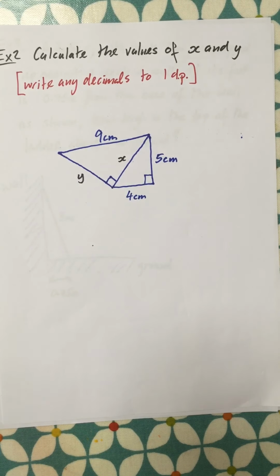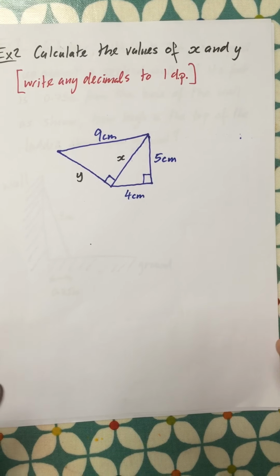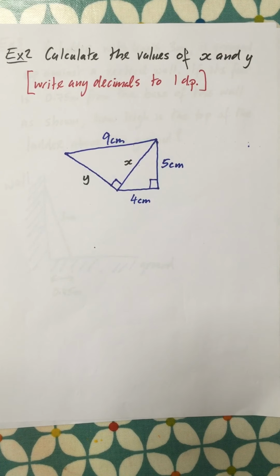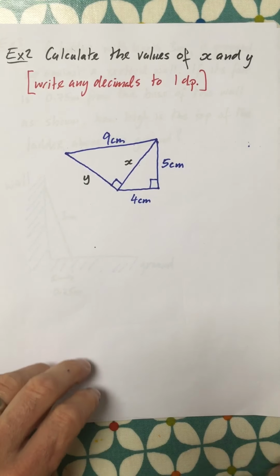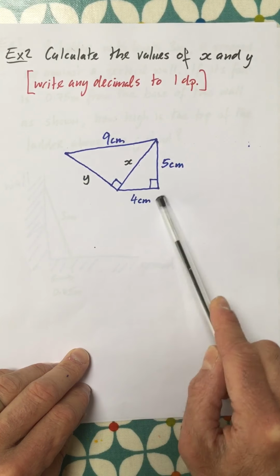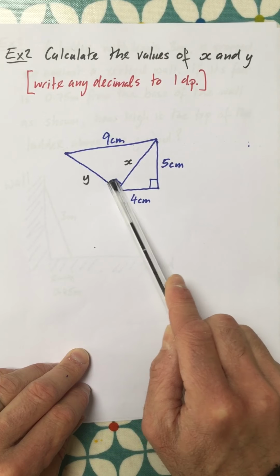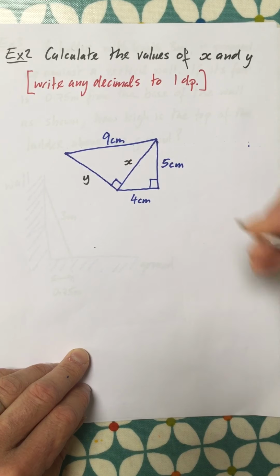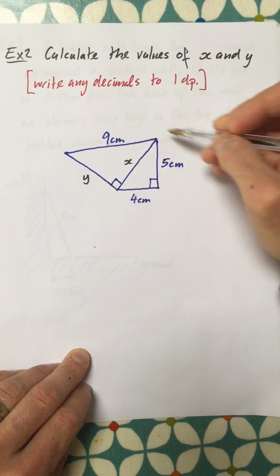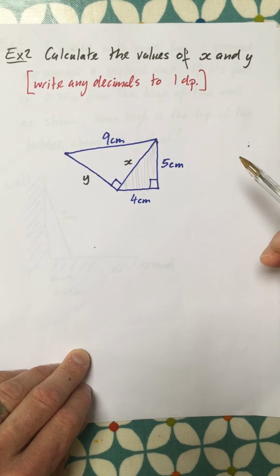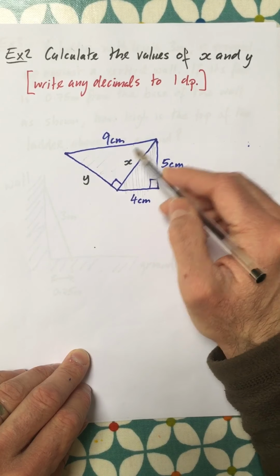Here is a second example. In this second example, example 2, we're asked to calculate the values of x and y, and they want any decimals to 1 dp, one decimal place. Now here's a shape. We've got a 4-sided shape here with a line in the middle. You can see there's a right angle here and a right angle here. The key to this question is to recognize that this big shape can be cut into two smaller shapes. Here's one shape, a triangle. And then we have another shape here, which is another triangle.